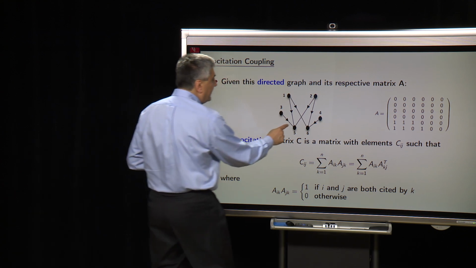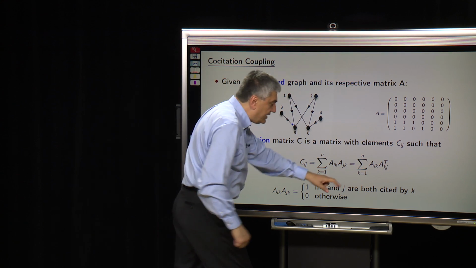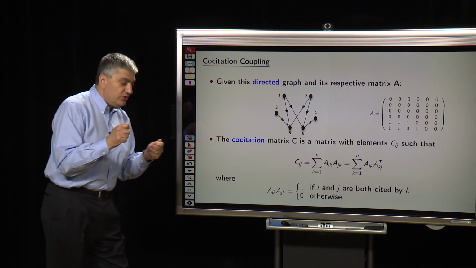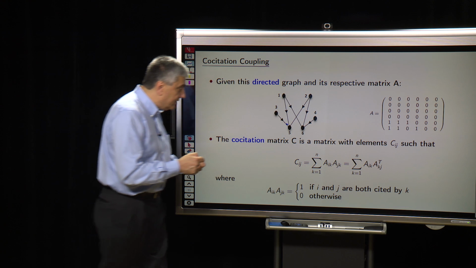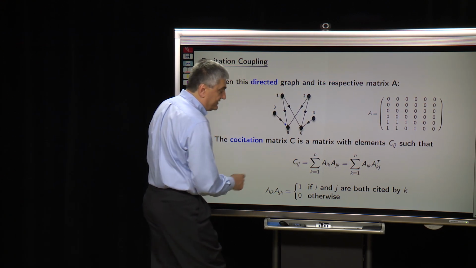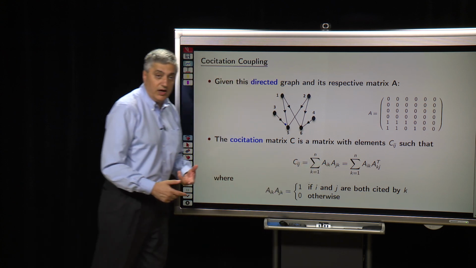So let's look at 5 and 6. 5 and 6, these are the I and J, they're both cited by 1 and 2. Now what would we do here? How would we create a cocitation matrix? We would create it by saying the Cij, again, the C56, is going to be equal to 1 if both Aik and Ajk are 1.